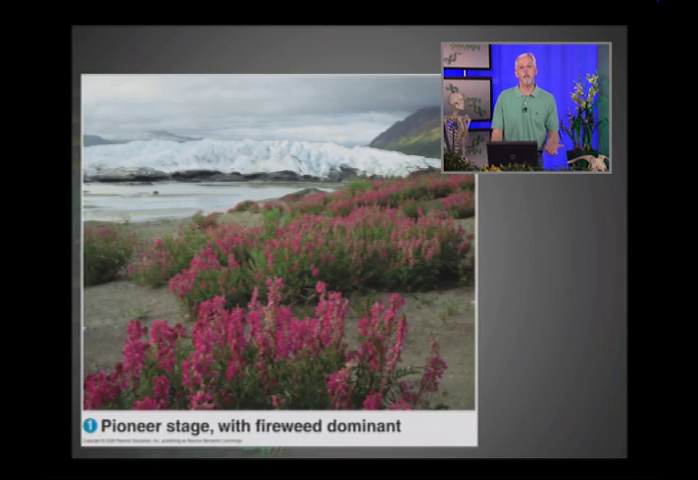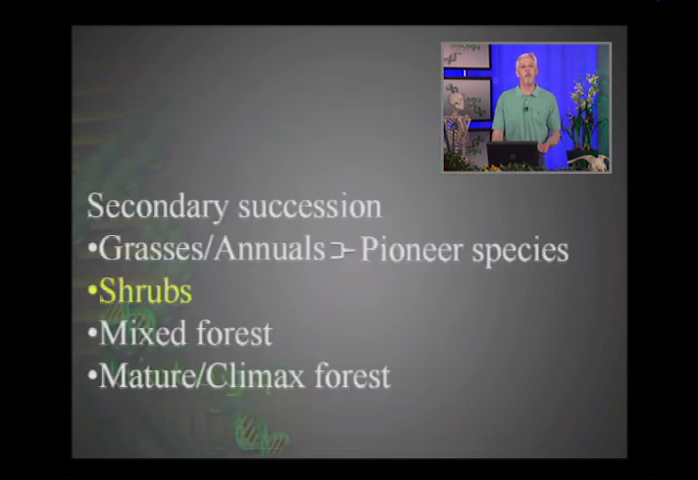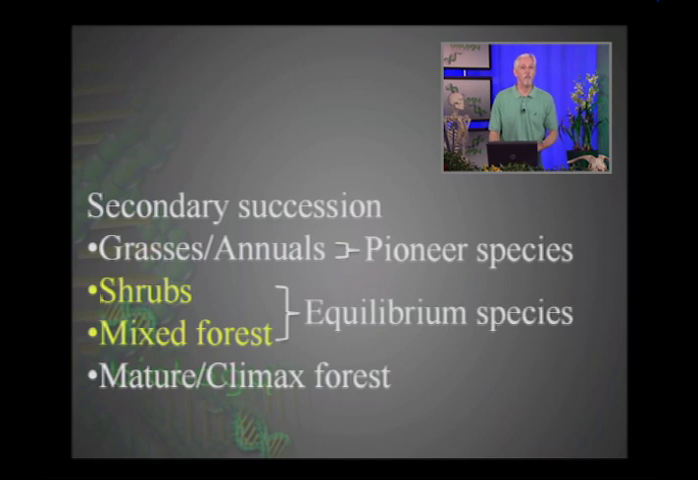And then, again, shrubs and mixed forest would eventually replace the grasses. And they would constitute the equilibrium species. And again, if we're looking at a forest ecosystem, eventually a certain type of tree will basically outgrow the others, shade out the rest of the plants, and become the climax species.